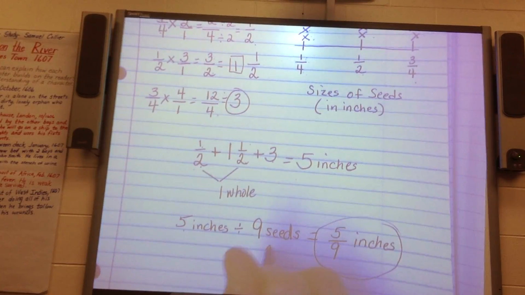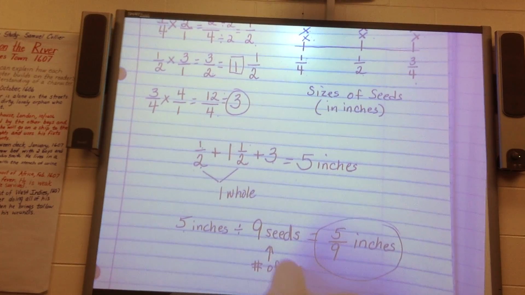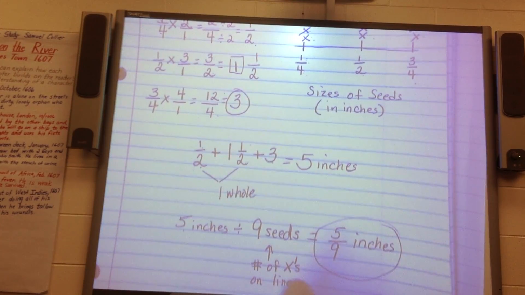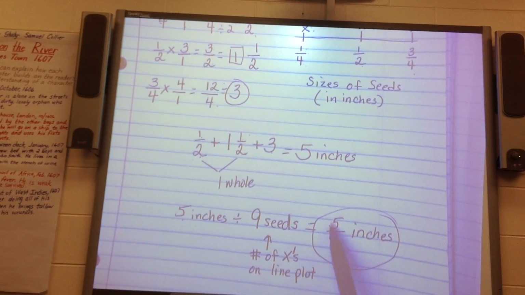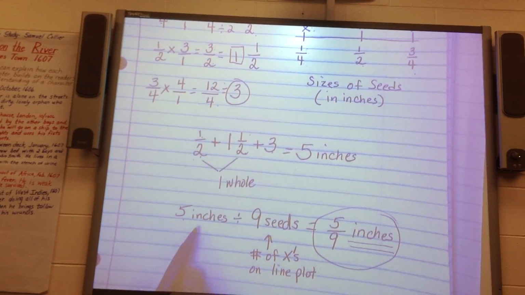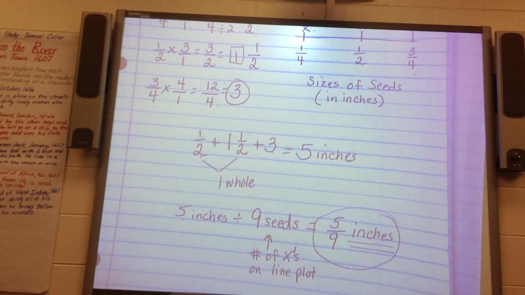So this is the number of X's on your line plot. When you're all done, you're going to take that division sentence, you're going to turn it into a fraction, and then you're going to use the label that came from the measurement that you used. And that will tell you the average of all your data.